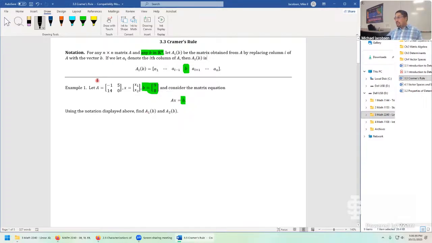So if that's our matrix A, AX equals B is just a system of equations in matrix form. And A1B just means go to column 1, insert the vector B. Our vector B is 9, 8, so we'll go here. The rest of the matrix A, we just copy down directly, 5, 0. And that's it. That's our new notation, A1B.